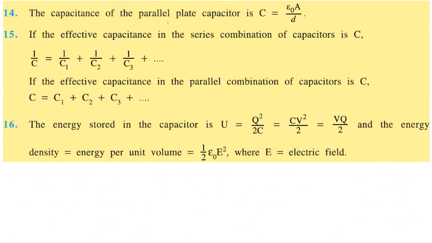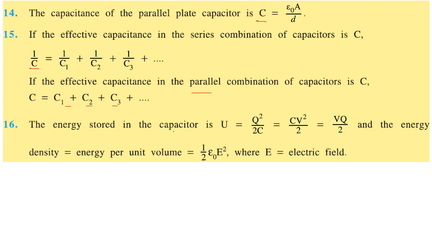The capacitance of a parallel plate capacitor is given by C equal to epsilon naught A by d. The effective capacitance in series: 1 by C will be 1 by C1 plus 1 by C2 plus 1 by C3. The effective capacitance in parallel will be given by C equal to C1 plus C2 plus C3.